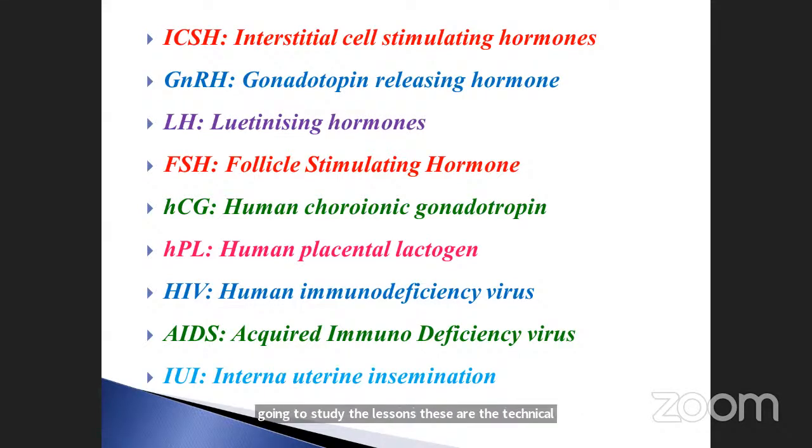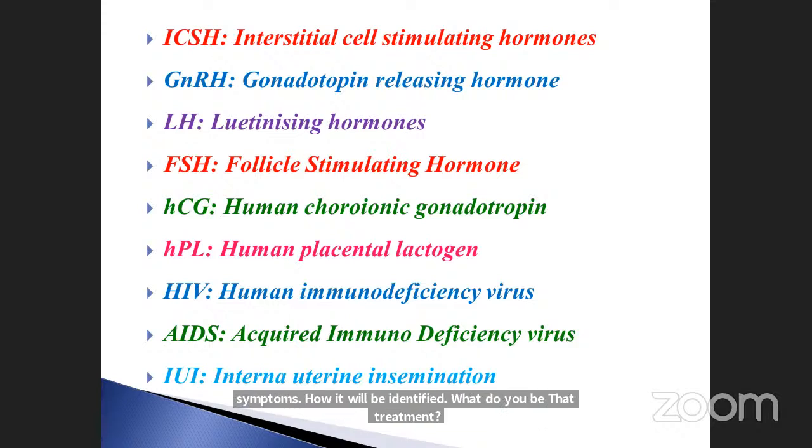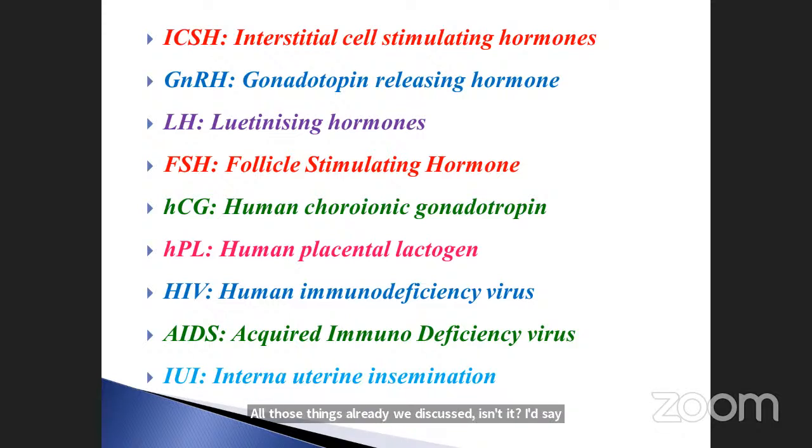And HIV we already discussed in the last classes. When we studied viruses, we discussed what HIV is, what AIDS is, what the symptoms are, how it is identified, and what the treatment is. HIV, human immunodeficiency virus, AIDS, acquired immunodeficiency syndrome. IUI, intrauterine insemination. So this is also another thing. These all come under the reproductive chapter, so note it down. Sometimes they ask questions on GnRH, follicle stimulating hormone and HCG.